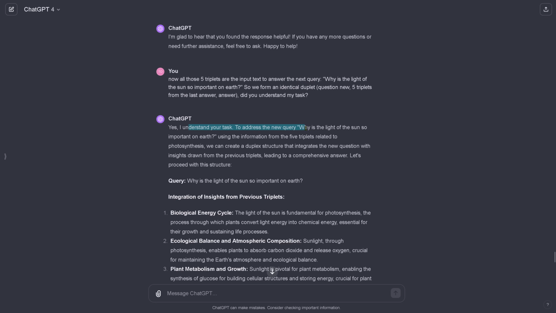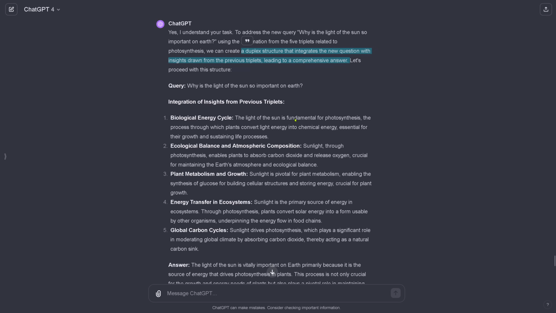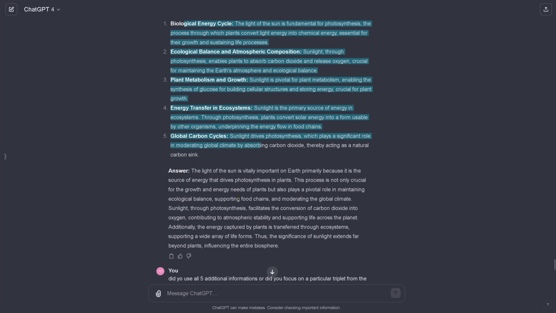To address the new query, why is the light of the sun so important on Earth, using the information from the 5 triplets related to photosynthesis, we can create a duplex structure that integrates a new question with insights drawn from the previous triplets, leading to a comprehensive answer. Let's proceed now. So the query is, why is the light of the sun so important on Earth? Integration of insights from previous triplets. Beautiful, GPT-4. That's the way to go. So we have now 1, 2, 3, 4, 5, exactly what we already had. And then we have a new answer to our new question.